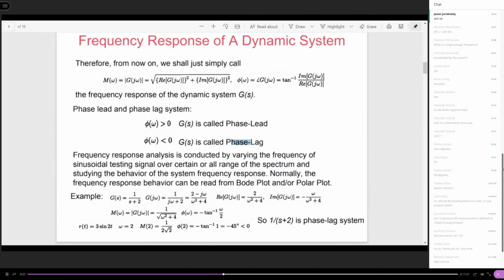Fortunately we have this fact. If a system is a phase lead, its phase will always be positive. It doesn't matter which frequency you're going to use. Vice versa for the phase lag. So in other words, any dynamic system described by the transfer function will be either phase lead or phase lag, one of them. No confusion, right? So this is a good classification.